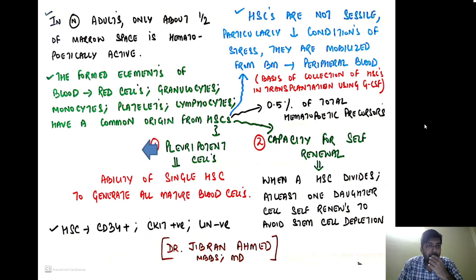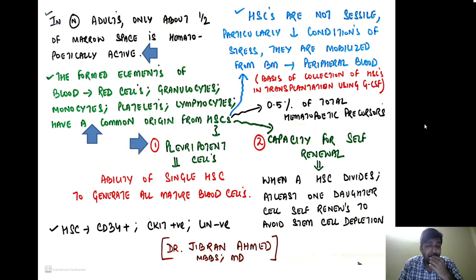Now we will discuss the hematopoietic stem cells. What are the properties of the hematopoietic stem cells? Let us see. Remember, in normal adults, only about half of the marrow space is hematopoietically active. Whatever blood cells are present in our body, all the formed elements of the blood, that is the RBCs and the WBCs, including the neutrophils, monocytes, platelets and lymphocytes, have a common origin from the hematopoietic stem cell.